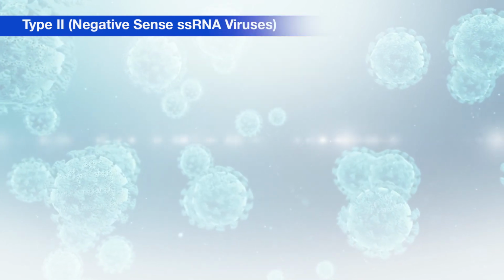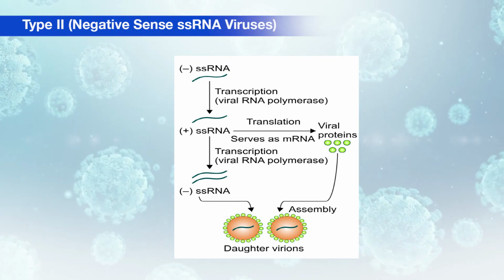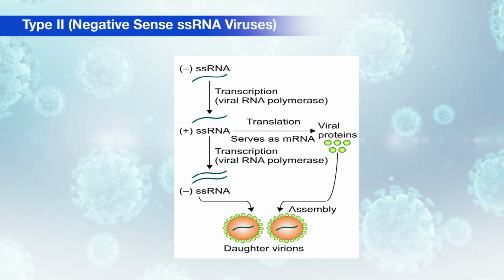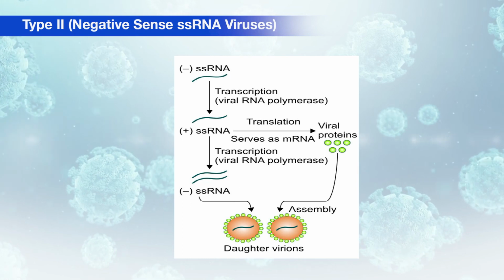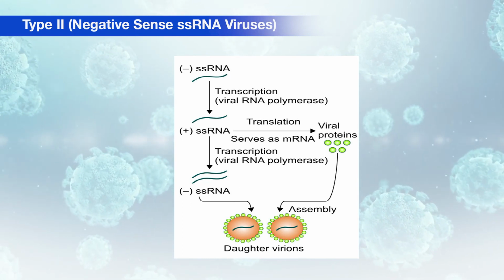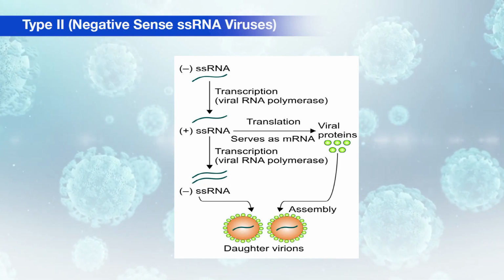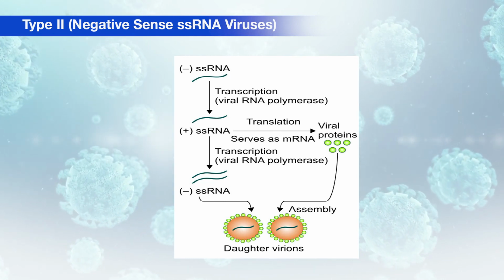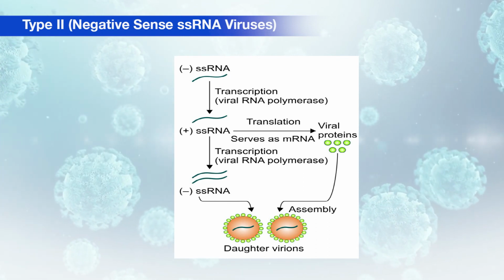In type 2, negative sense single stranded RNA viruses biosynthesis, first of all, through transcription you get a viral positive single stranded RNA with the help of viral RNA polymerase. The first viral proteins are produced through translation, based on the mRNA of the positive single strand RNA, and thereafter through transcription you get negative single stranded RNA. From the composition of the nucleic acid and the viral proteins, you get the nucleocapsid for the daughter virions.